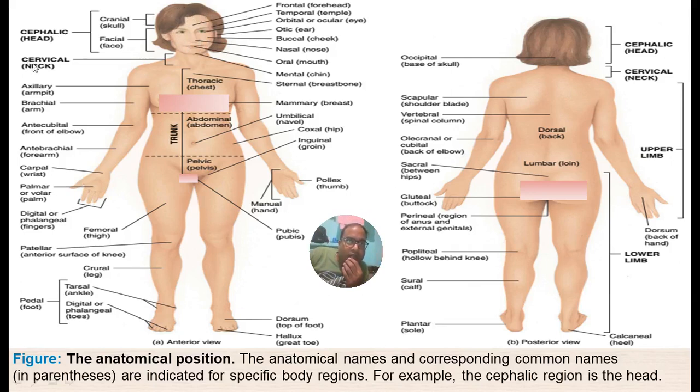Cervical, the neck region, from the base of the head to the starting point of the trunk region. And the trunk region has three further divisions: thoracic, that is the chest region; abdominal, that is the abdomen; and the pelvic, or pelvis. So the trunk has three divisions by the name thoracic, abdominal, and pelvic region.